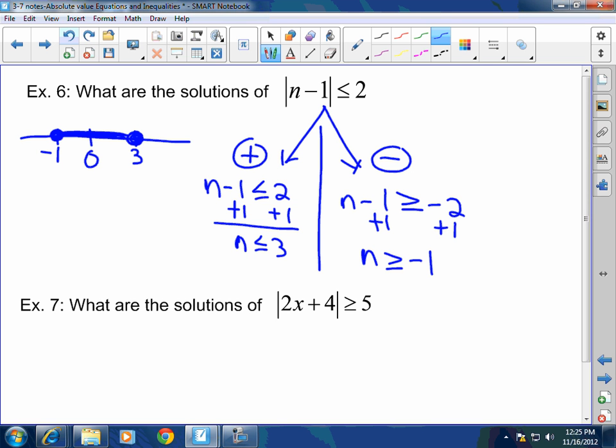I can test these points too. 0 works for both of these, doesn't it? What's 0 minus 1? Negative 1. Not 1, negative 1. What's the absolute value of negative 1? Is 1 less than or equal to 2? So it works. Next.